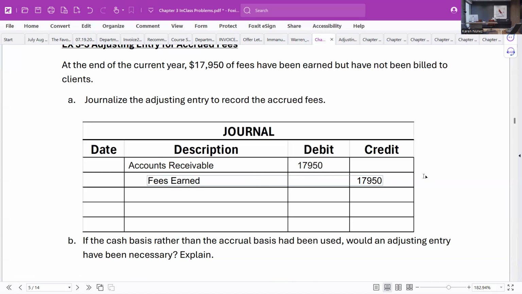So the only time we're going to make this kind of an entry is when we're using accrual basis accounting, right? We've got to apply the revenue recognition principle. We've earned the revenue, even though we haven't received it, we've earned it. So we have to debit accounts receivable and credit fees earned.